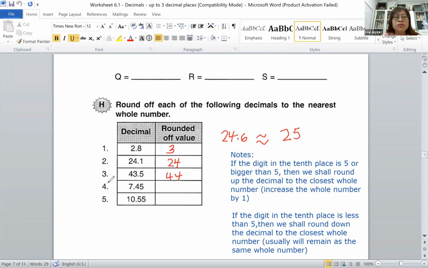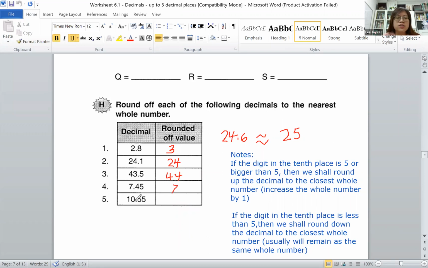Right, so let's try and do question 4. So I have 7.45. Now we don't bother about the 5, but we will focus on the digit in the 10th place. So this is a digit 4. 4 is less than 5, so we'll just remain it as 7.